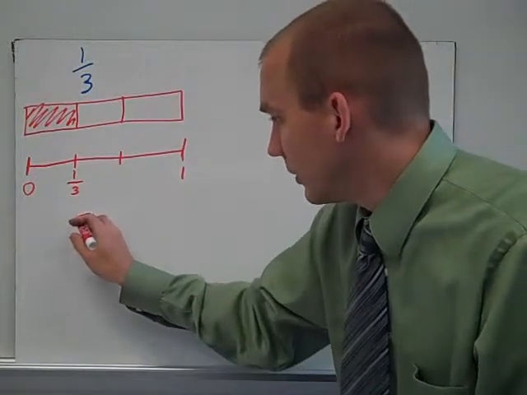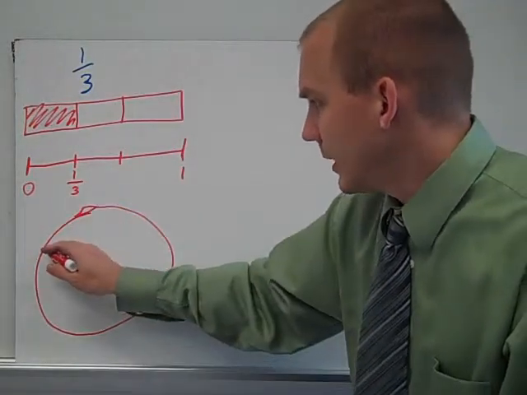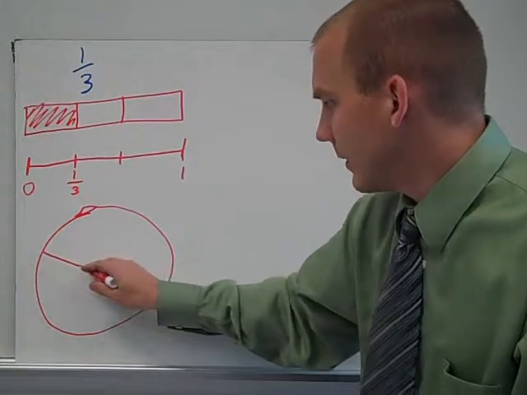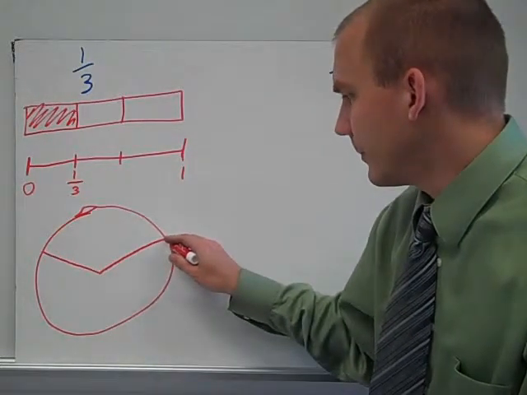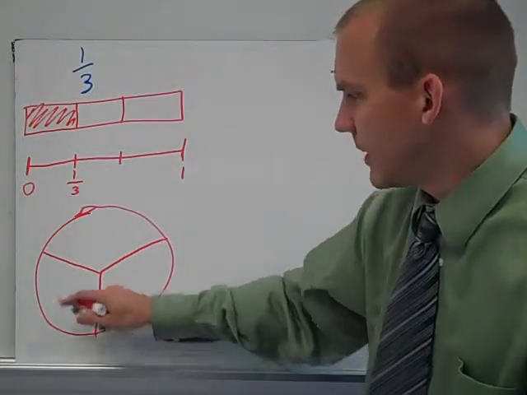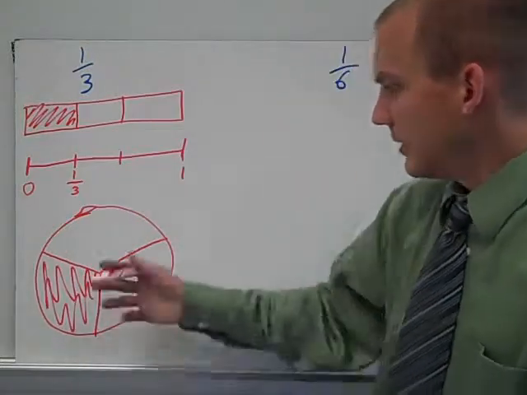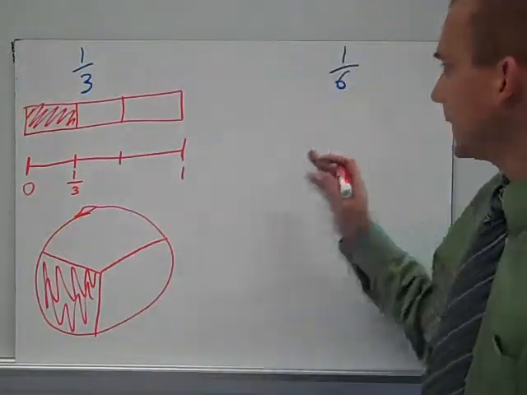And finally, a circle. Circle is a challenging one. Let's see if I can get it right on the first try. Again, you got to kind of try to estimate it. Almost looks kind of like a peace symbol. And yeah, I think I did a pretty good job of making them close to equal. And you just shade in one of them. And you have 1/3.